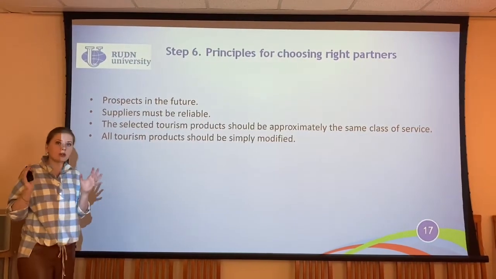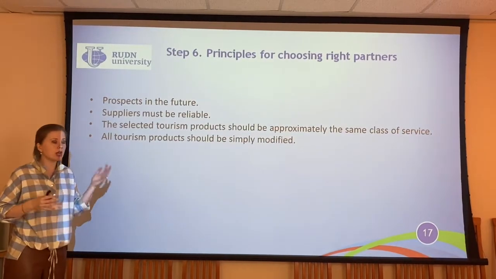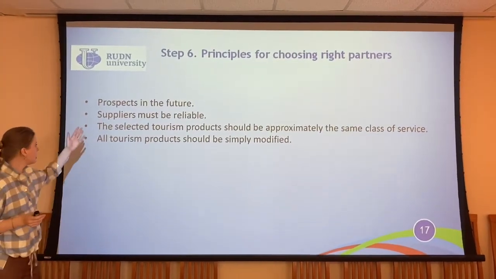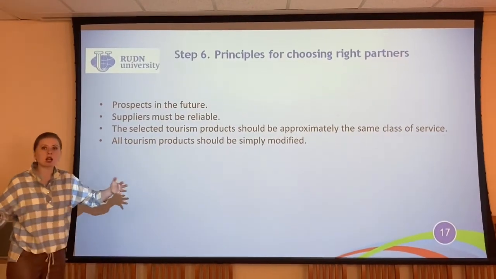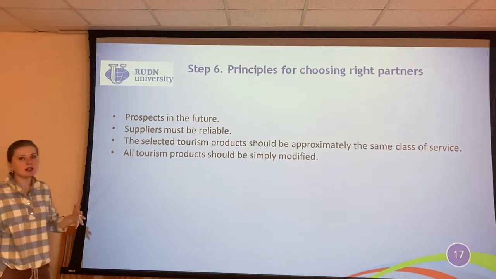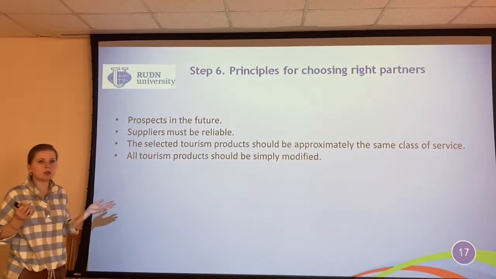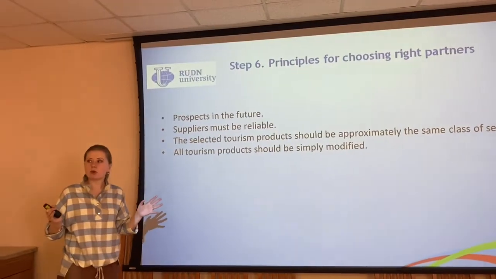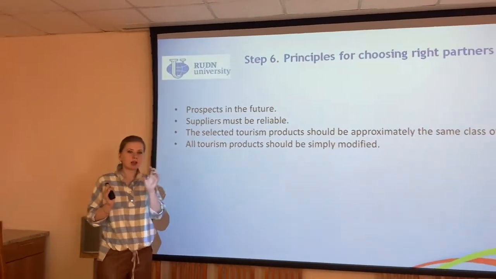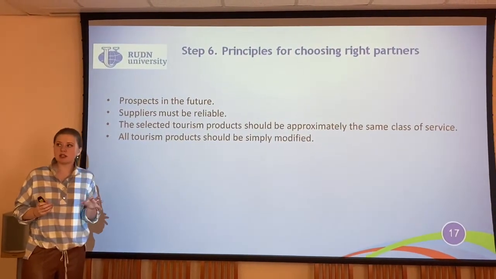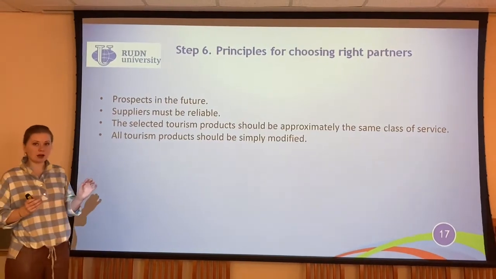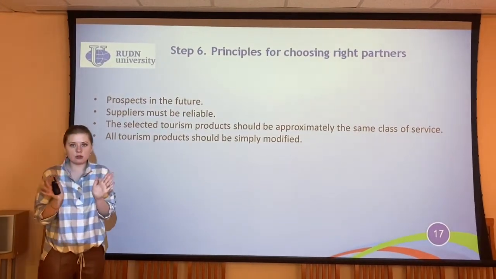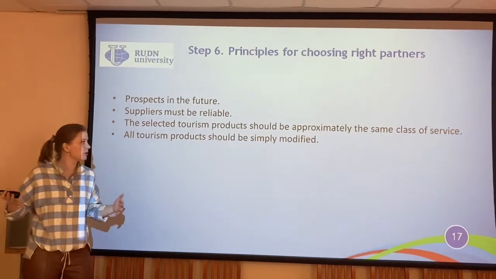Well, when we are talking about our partners, the hotels, restaurants, etc., we should have some principles for choosing the right partners. Some of the principles you can see on the slide: the prospects in the future, can we work with this partner in the future? Suppliers must be reliable, so we can work with them perfectly. The selected tourism products should be approximately the same class of services. I mean that the accommodation, the restaurant and the other facilities should be the same class, not a luxury bus and a very simple restaurant. Of course not. If we have a luxury bus, we should have a luxury restaurant.